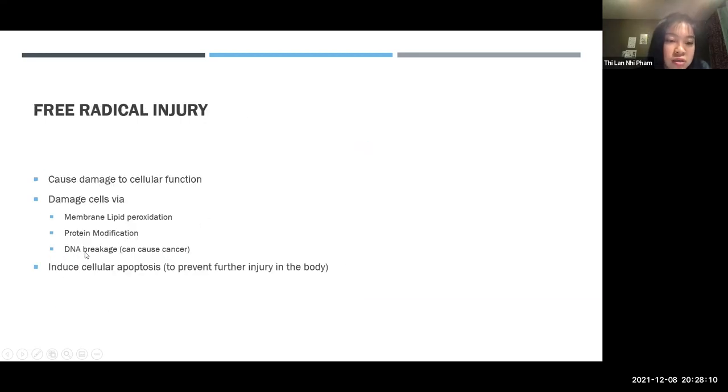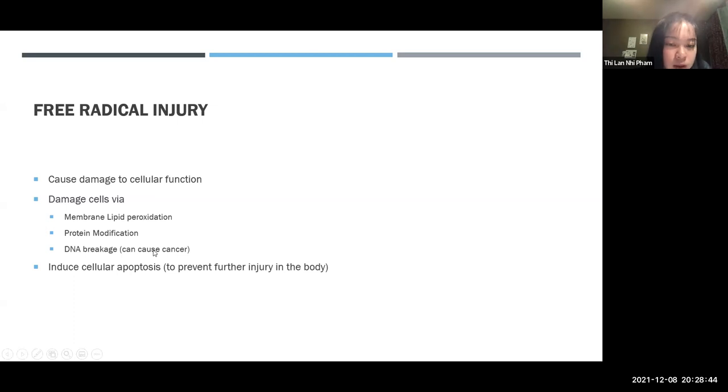The second thing is that it can cause DNA breakage, which can cause cancer. As you know, DNA is going to create a lot of proteins, which create all parts of our human body. If there's a change in our DNA, it can cause a lot of protein modification, and there are a lot of diseases related to that, such as Alzheimer's, Parkinson's, and myocardial infarction.